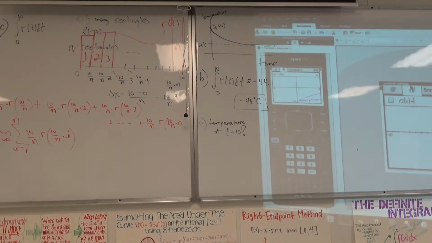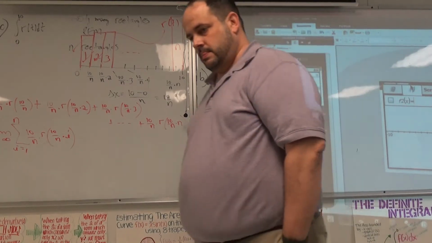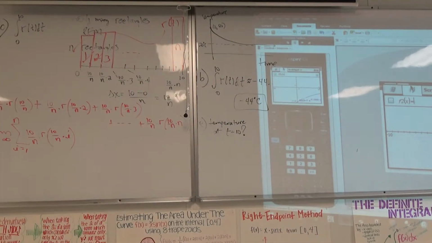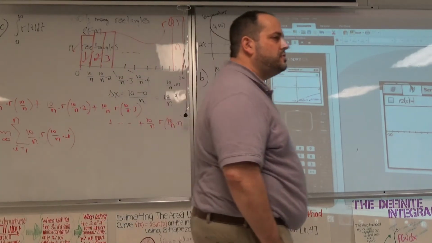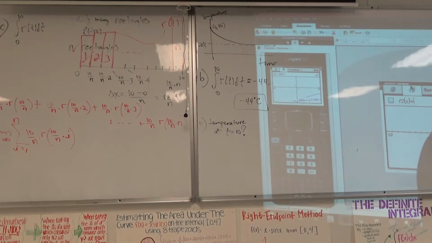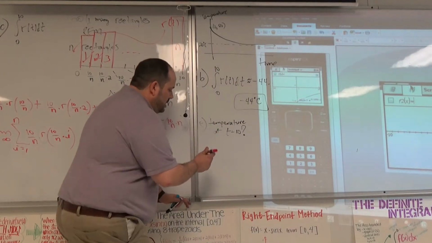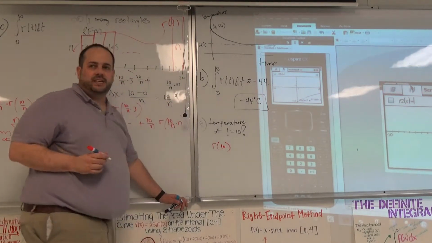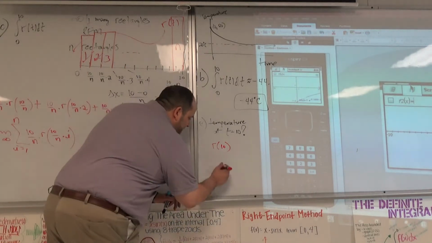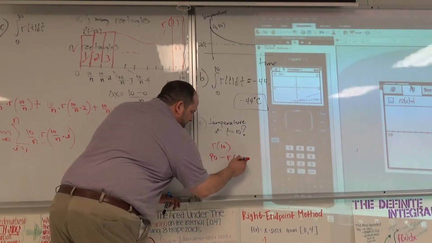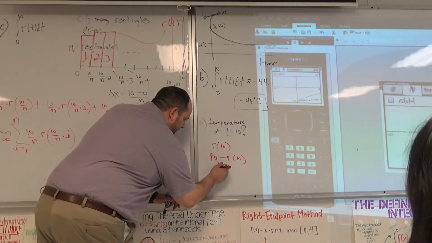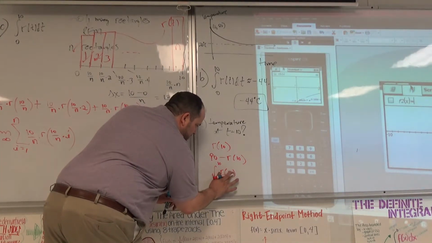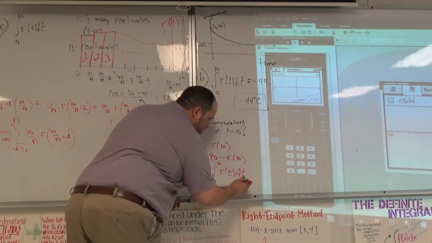But if this is r of t, so what's the actual temperature at t equals 10? So far, the answers I've seen, what did I see? I saw r of 10. I've seen 90 minus r of 10. And I've seen the integral from 0 to 10 of r of t dt.